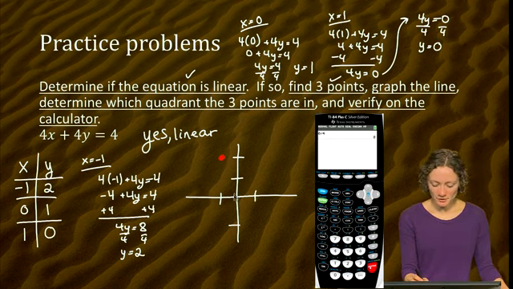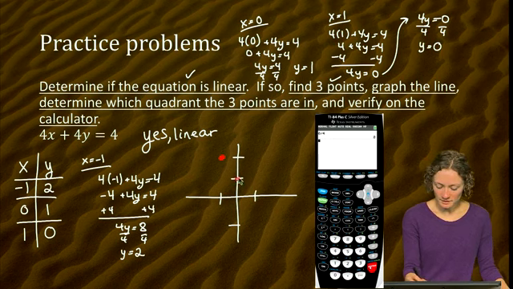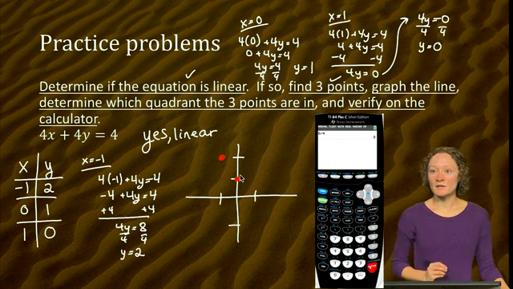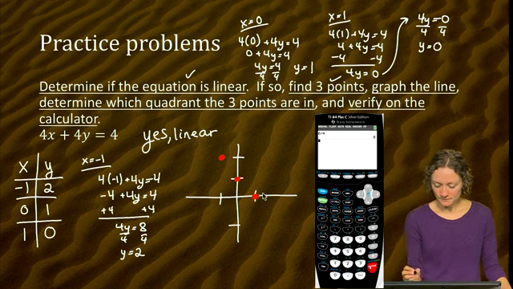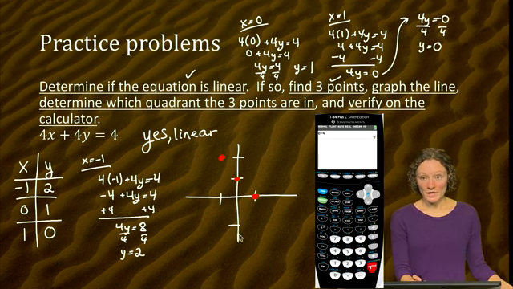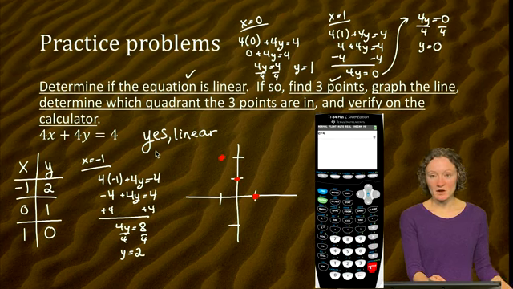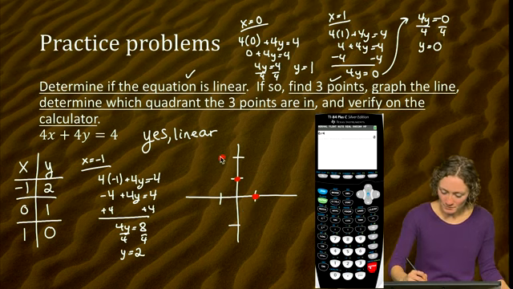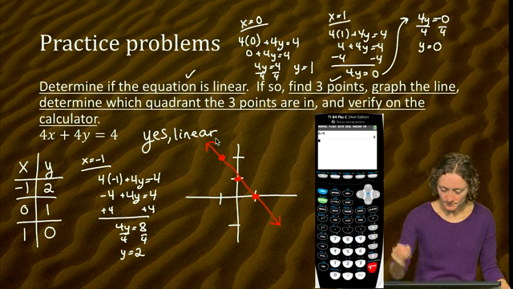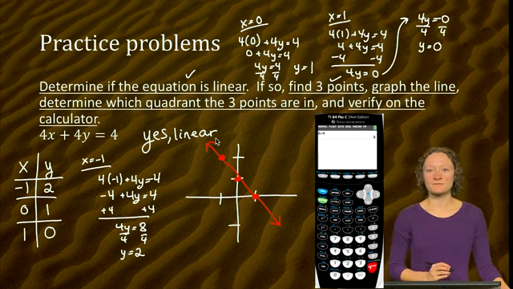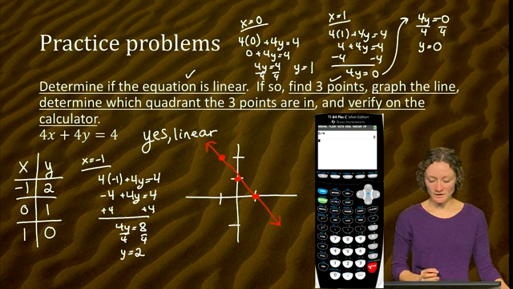Second ordered pair, 0, 1. 0 left to right, up 1. And third ordered pair, 1, 0. Now, we expect this to be a line because we already decided it was a linear equation. So when my 3 points line up, I know something most likely went right. Connect, there's our line.